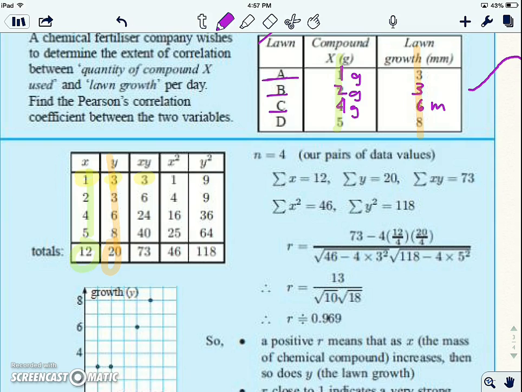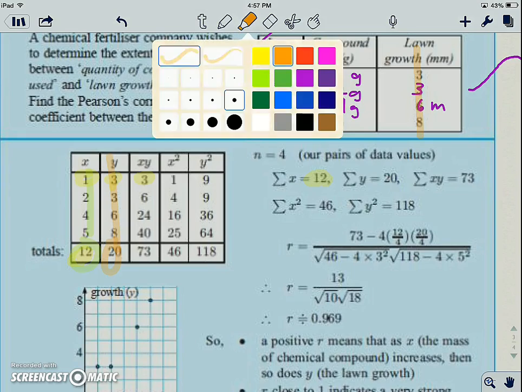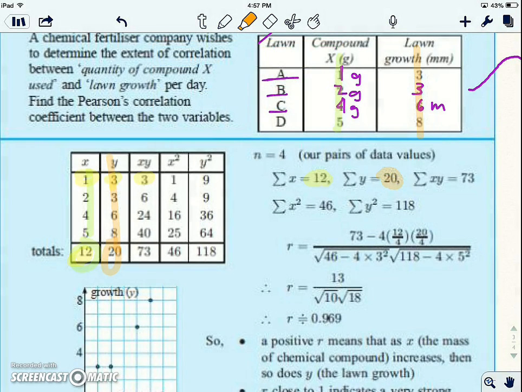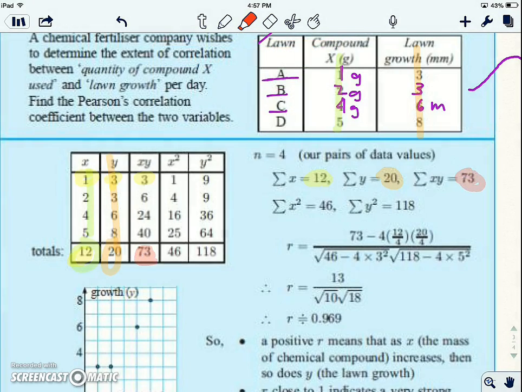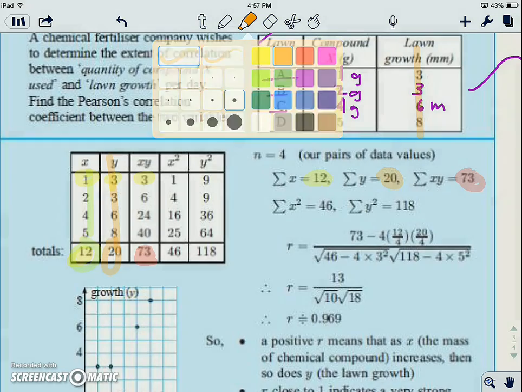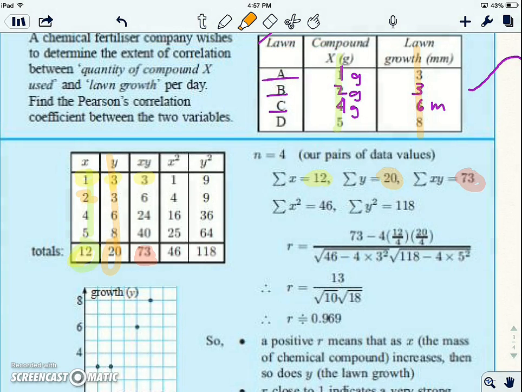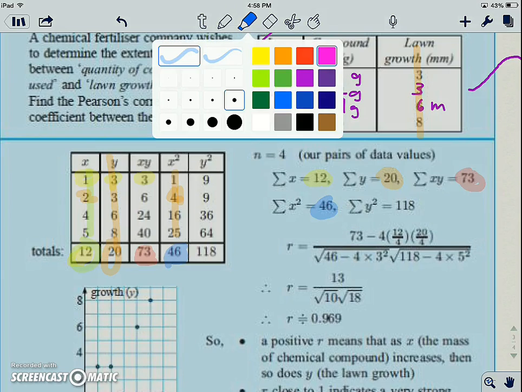So the sum of X is 12. That means I added up the X's. The sum of the Y's was 20. I added up the Y's. The sum of the X times Y's, that was 73. Sum of the X squared, now it literally is 2 squared, which is 4, and then you add them all up. That was 46, and then we had the Y squareds as well.